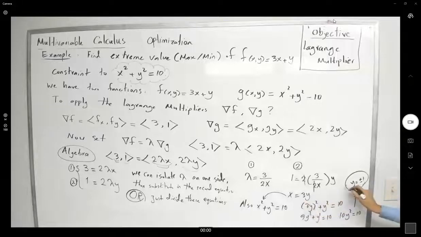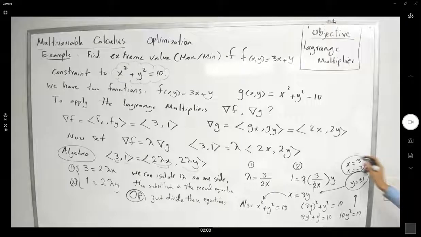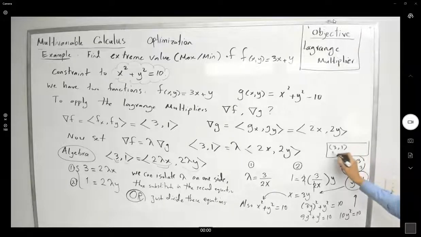So what is your x? If y is 1, then your x is 3. If y is negative 1, then your x is negative 3. So what are those points? (3, 1) and (-3, -1).